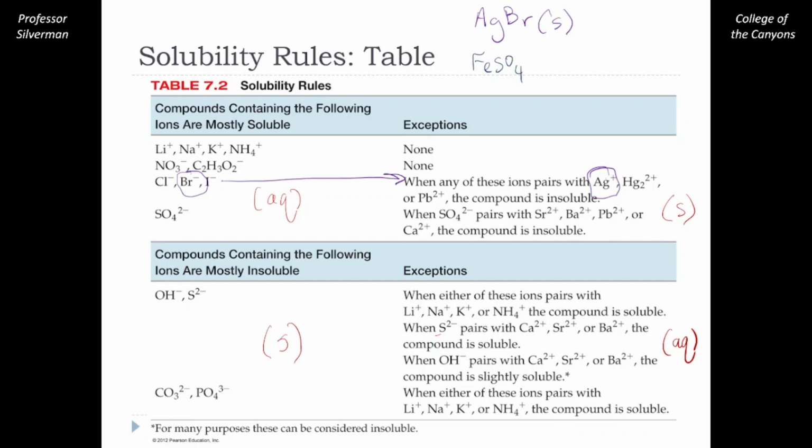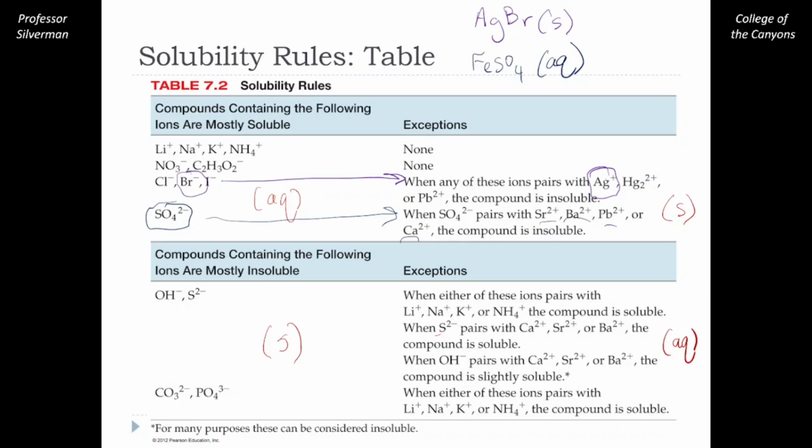A second example, we can look at iron(II) sulfate. We don't have a rule for iron, but we do have a rule for sulfate. This tends to be soluble. We can check though, do we have one of our exceptions? In this case, no. So we're going to stick with our regular rule, which is sulfate compounds like to dissolve.